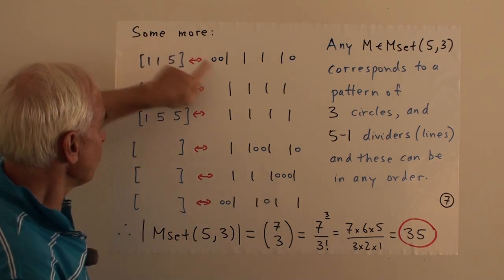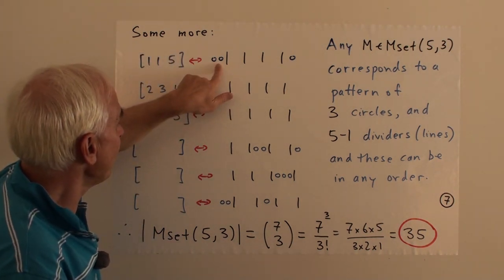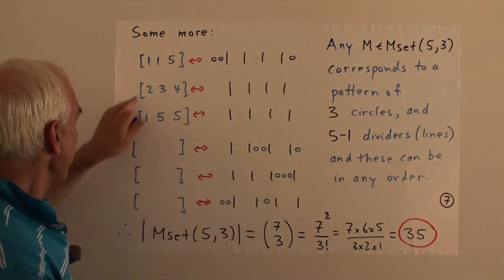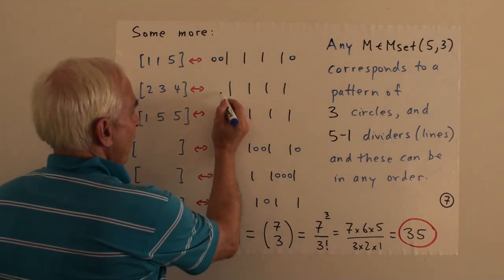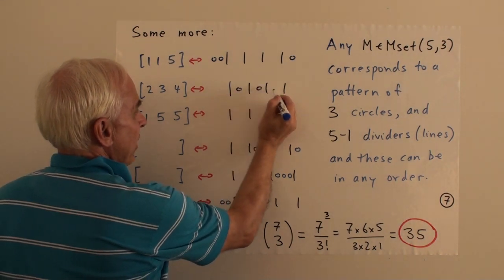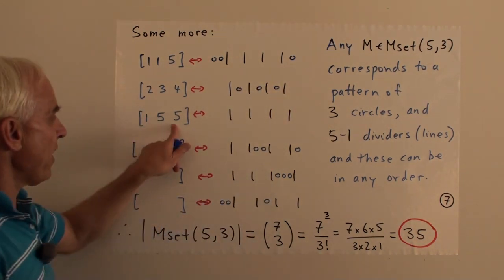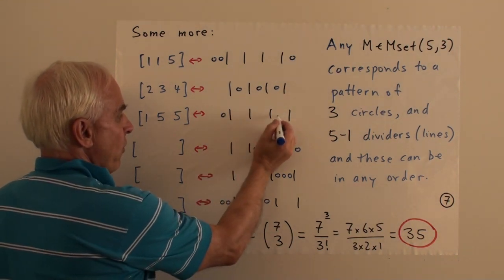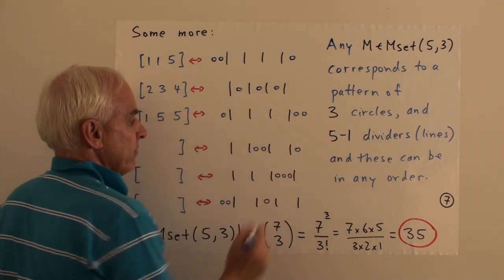If we didn't have this and we just looked here, we'd see there's 2 1s, no 2s, no 3s, no 4s, and 1 5. Okay, how about 2, 3, 4? There's 0 1s, there's a 2, there's a 3, there's a 4. 1, 5, 5. There's a single 1, there's no 2s, no 3s, no 4s, and 2 5s.